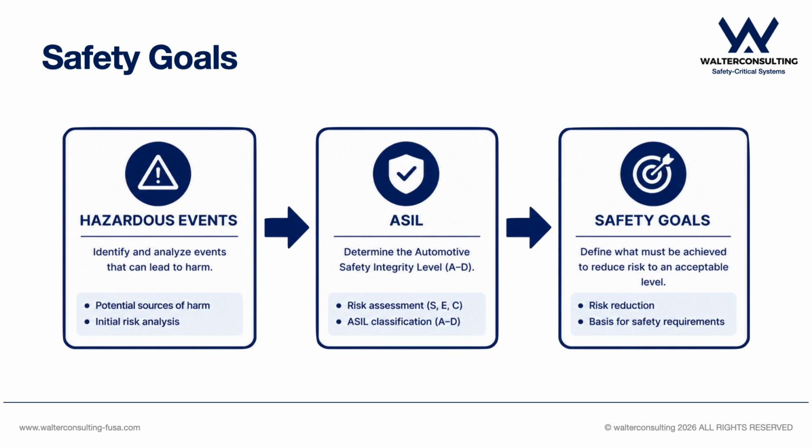Once hazardous events have been evaluated, safety goals can be defined. Safety goals describe the high-level safety objectives that must be achieved in order to address identified risks. They provide direction for future development activities, and they establish the link between hazard analysis and system design. Many later safety requirements can ultimately be traced back to these safety goals. The next challenge is determining how these safety goals can actually be achieved. And that brings us to the functional safety concept.